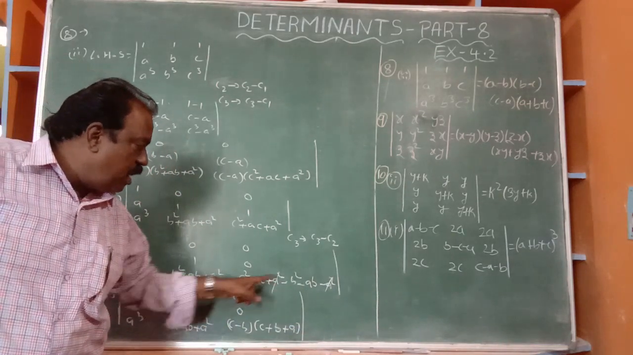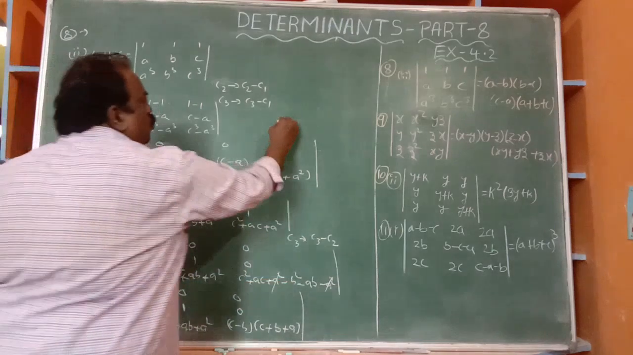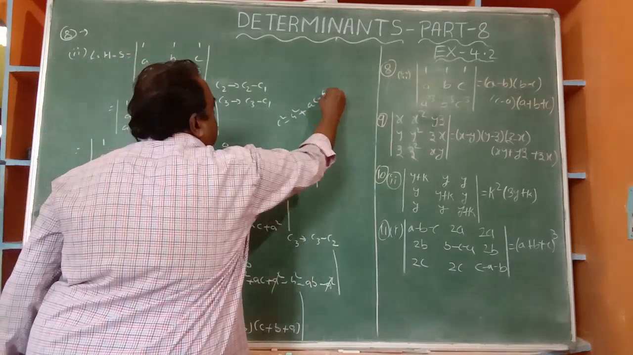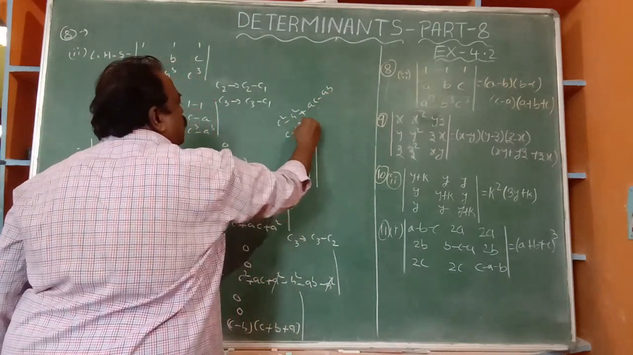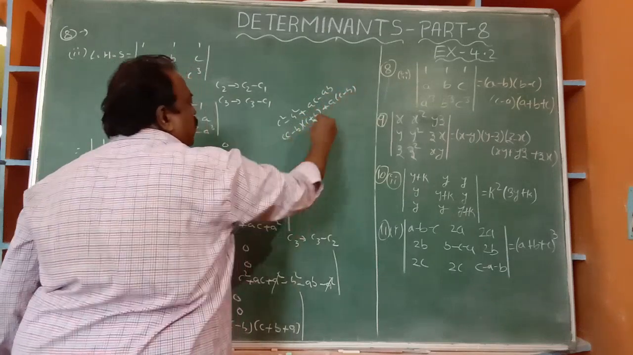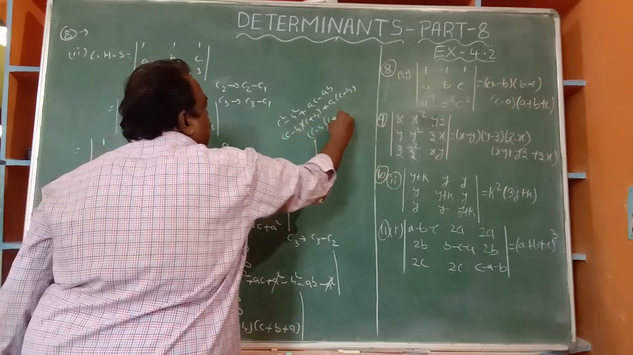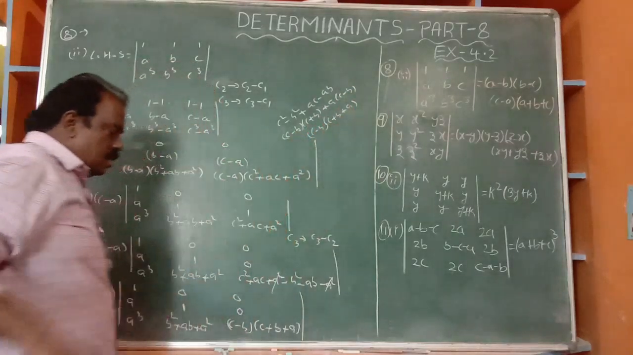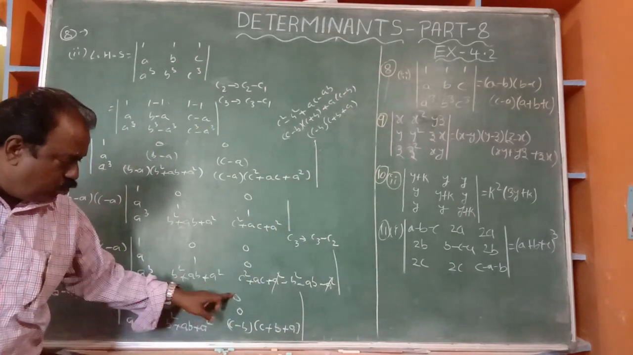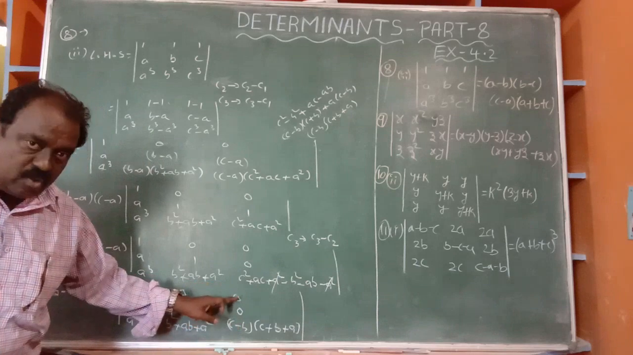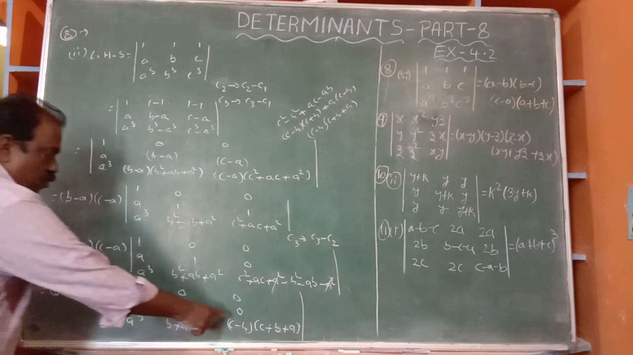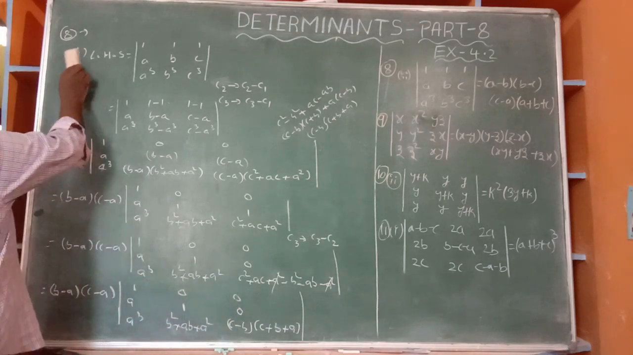Again I am telling, C square minus B square, and AC minus AB. In this one, (C minus B)(C plus B). Here A times (C minus B). Again C minus B is taken as common. So here also in the third column 0, 0, C minus B, C minus B is common. So we may write again C minus B common in the third column.